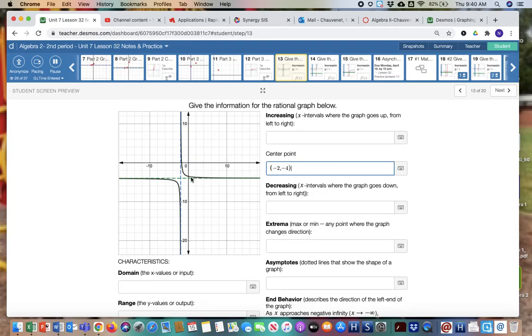Now, what that also does is tell me what my asymptotes are. Isn't this horizontal line my horizontal asymptote? Well, what's that at? -4 for y. So I'm going to write my asymptotes for x and for y. So what's my x asymptote? Isn't it just -2, right? So I'm going to put x equals -2, and then y equals -4.